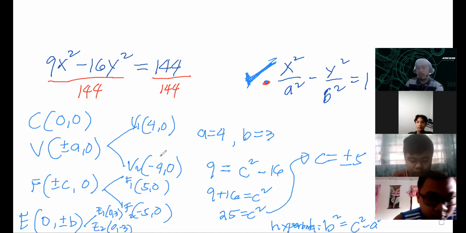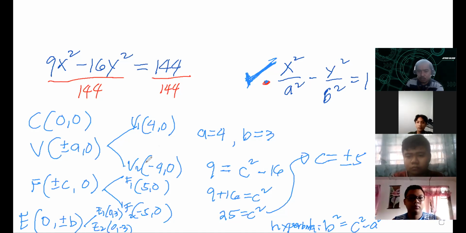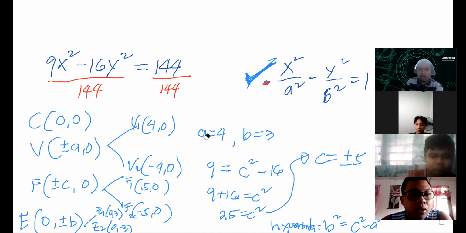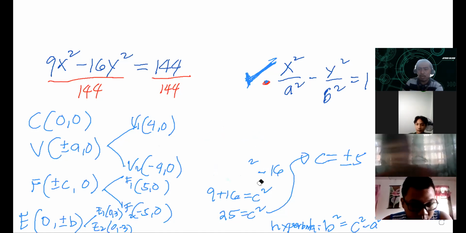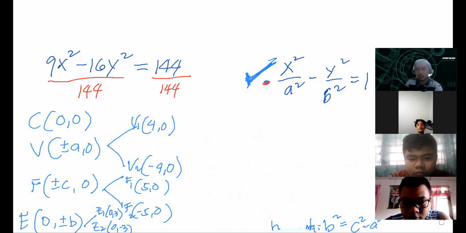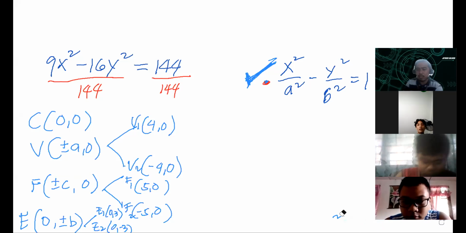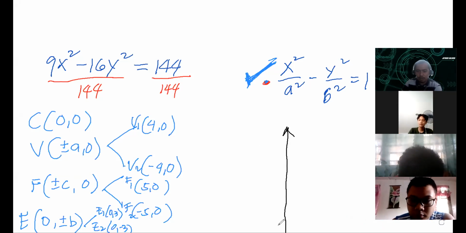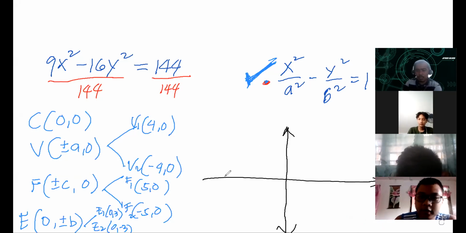And you know what, class? If you know your vertices, these two, and your extremities or endpoints of your conjugate axis, you will be able to graph your hyperbola. Okay? There is a lot needed, class, right? So let us plot first. Let us draw here a Cartesian coordinate plane. This is for x-axis, this is for y.